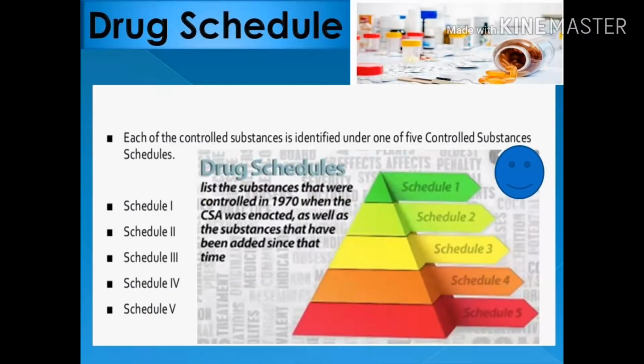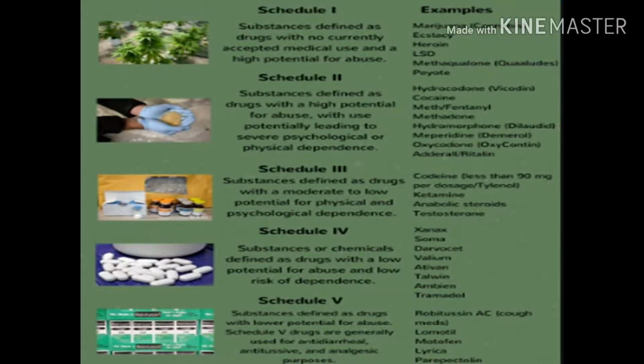Drug schedules are categorized into 5 categories: Schedule 1, Schedule 2, Schedule 3, Schedule 4 and Schedule 5. Let's take a quick review of all 5 categories. Schedule 1 and Schedule 2 are the drugs with high potential for abuse, whereas Schedule 3 and Schedule 4 have a low potential for abuse. Schedule 5 drugs are mainly antidiarrheals or antitussives.